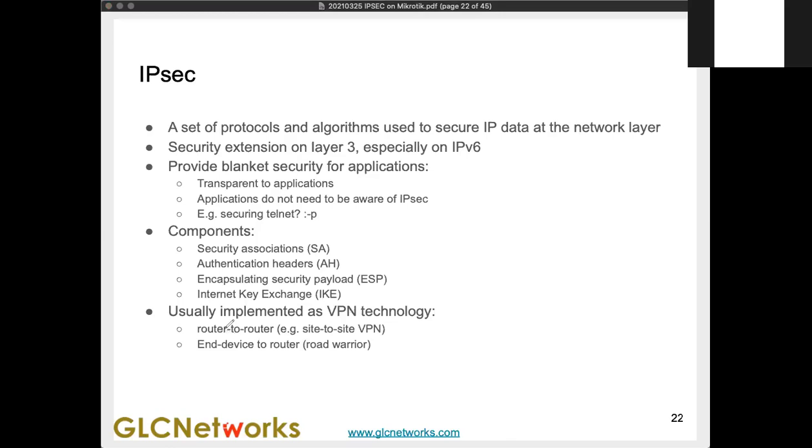So router to router, or end device to router, like from your laptop. From router to router, it's like a site-to-site VPN, like Mikrotik to Mikrotik, FortiGate to FortiGate, Sophos to Sophos. That's the example of the implementation of IPsec.